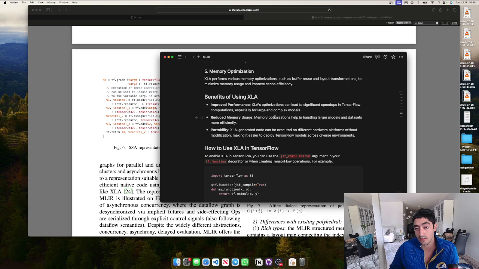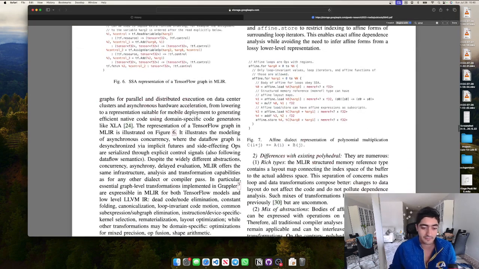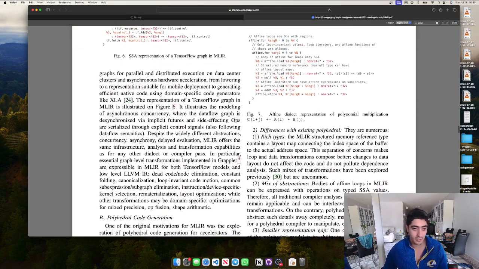Improved performance. Accelerated linear algebra optimizations can lead to significant speedups in TensorFlow computations, especially for large and complex models. Reduced memory usage. Memory optimizations help in handling larger models and data sets more efficiently. Portability. XLA generated code can be executed on different hardware platforms without modification, making it easier to deploy TensorFlow models across diverse environments. Very interesting. Okay, so we understood XLA a little bit.